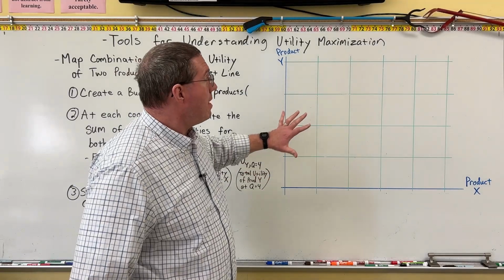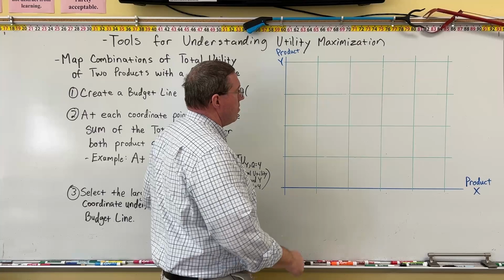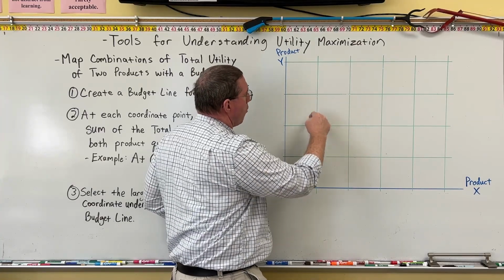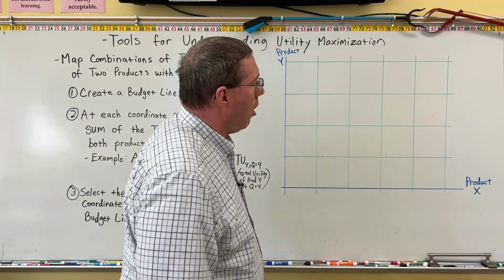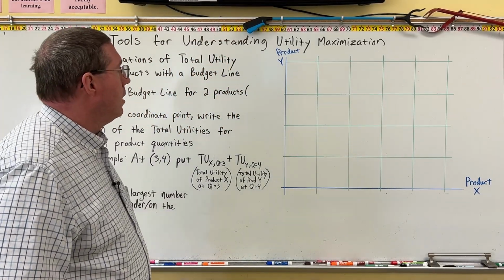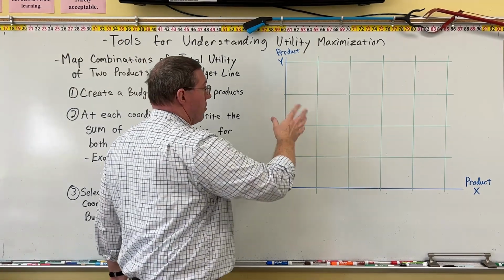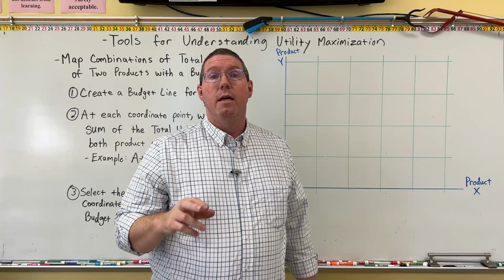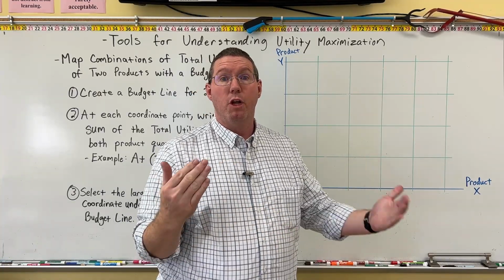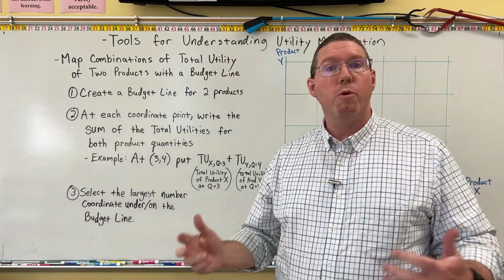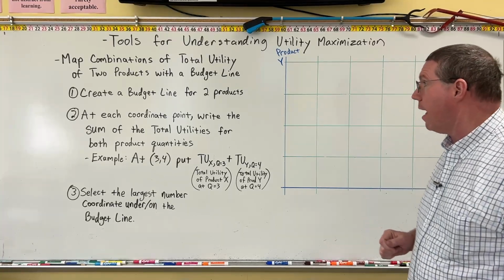Now I want you to notice I made this grid very large. The reason that I made it very large is that at every one of these intersection points we're going to write a number, okay? And so we're going to write a bunch of numbers in here, and we're also going to draw a budget line, okay? And what we're going to do in this particular example is we're going to use the same information from the last video where we compared two utility schedules. We're going to use that example in this example. So go back to your notes and look at that example.